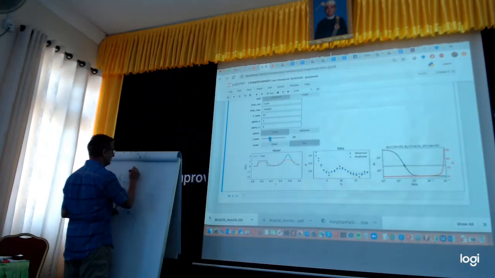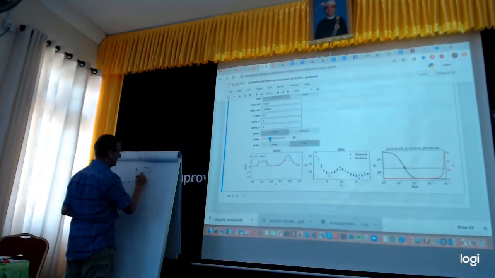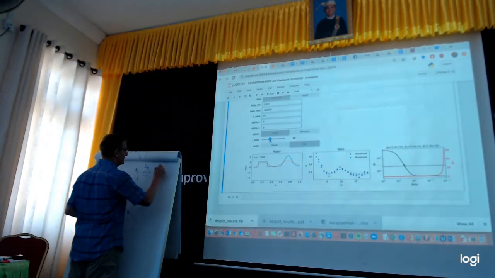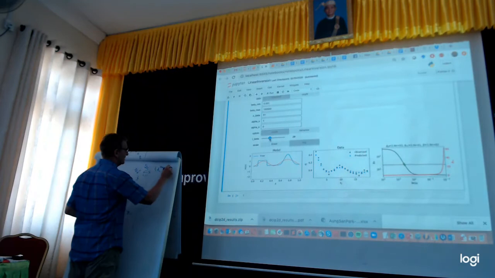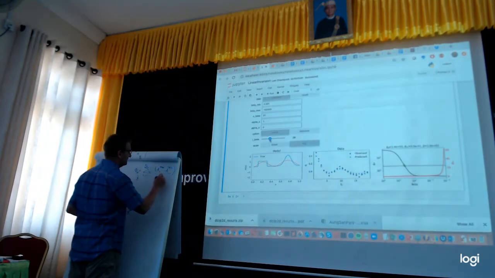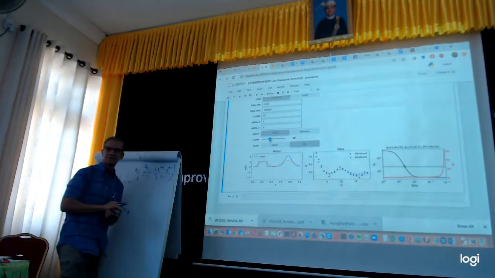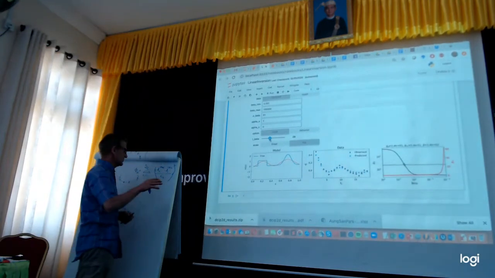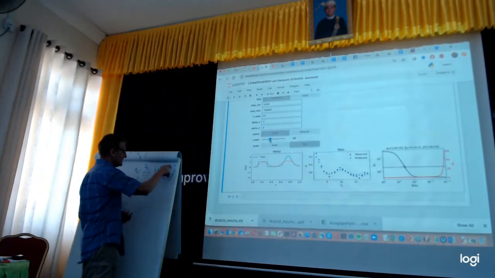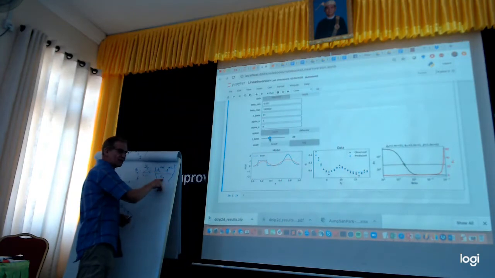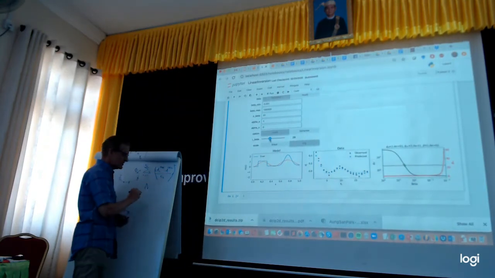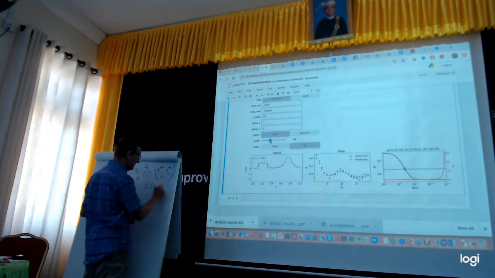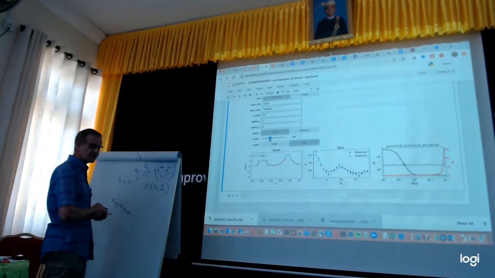So remember the misfit, phi d, is the sum from i equals 1 to n of (d_i predicted minus d_i observed, divided by epsilon_i) squared. If you have the correct answer, if you have the true value, then this quantity in here, the misfit divided by the standard deviation, should be a Gaussian random variable with zero mean and unit standard deviation.